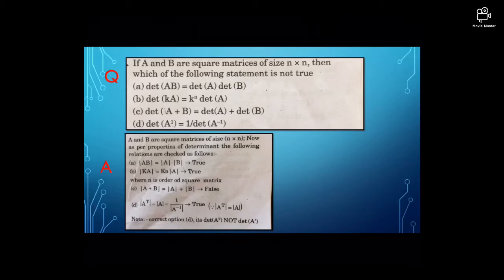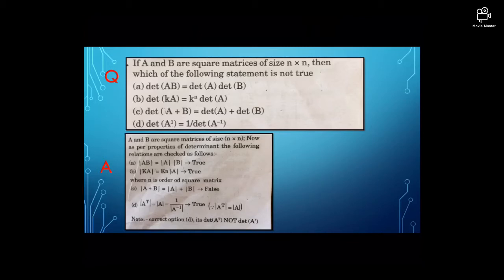Determinant AB is equal to determinant A into determinant B. Option B, or not the option B, I'm saying the statements. The statement B, determinant K into A is equal to K raised to N into determinant A. Determinant A plus B is equal to determinant A plus determinant B. Determinant A, I think they have given it as A transpose, some printing error was there, is equal to 1 by determinant A inverse.